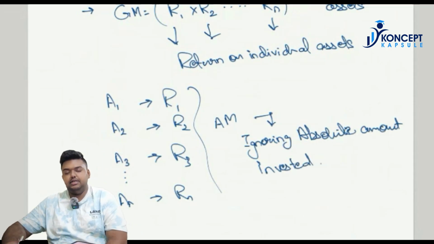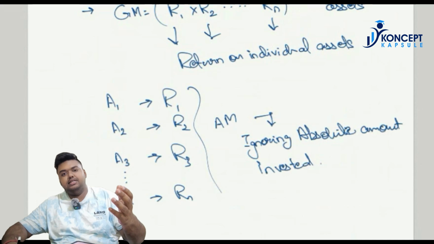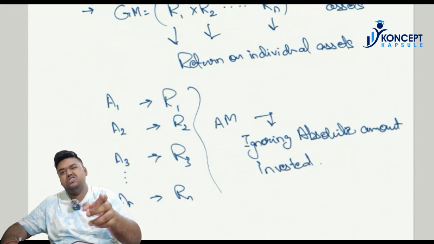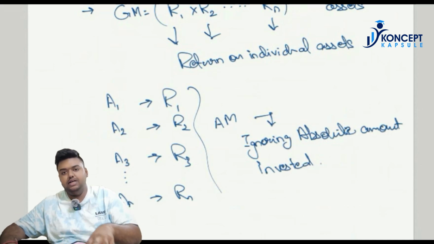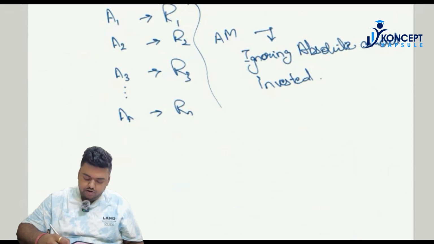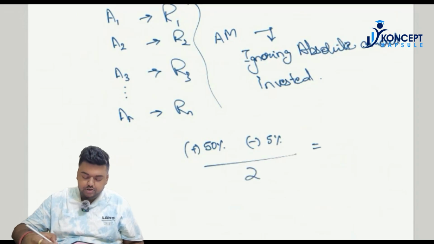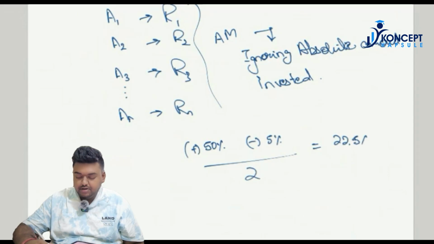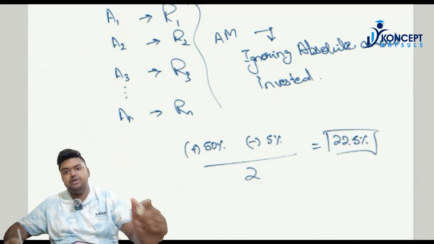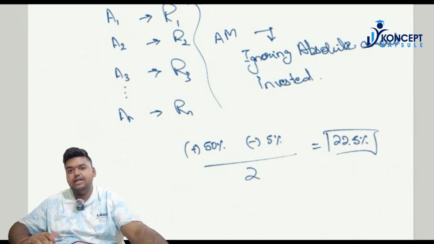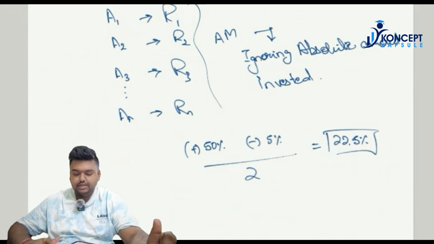So let me take an example. Suppose you earn 50% return on one asset class, whereas you lose just 5% return on the other asset class. Okay. Suppose you earn 50% return on one asset class. On the other asset class, suppose you lose 5%. Now, if you take an arithmetic mean out of it, you can say in loose terms that my arithmetic mean return is 22.5, which appears to be very good. Correct?